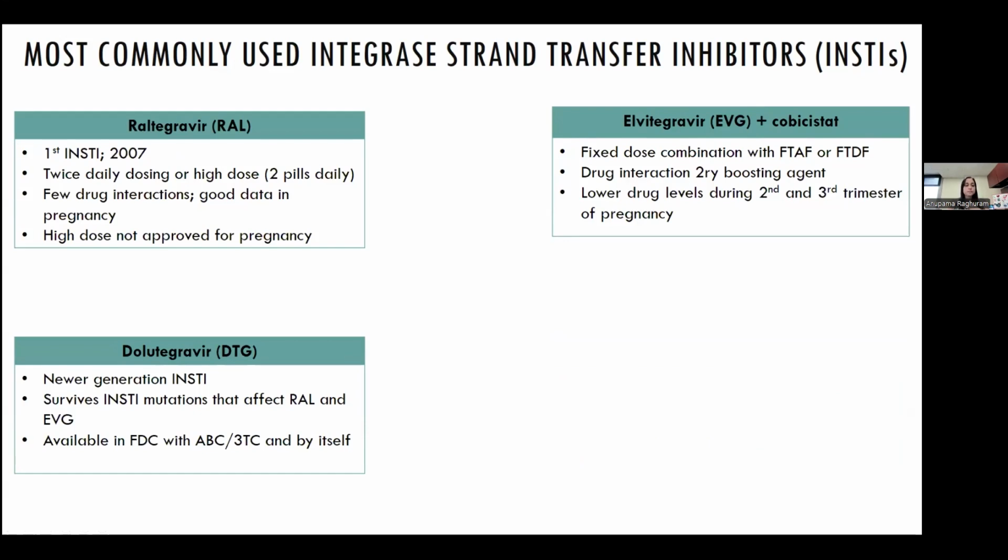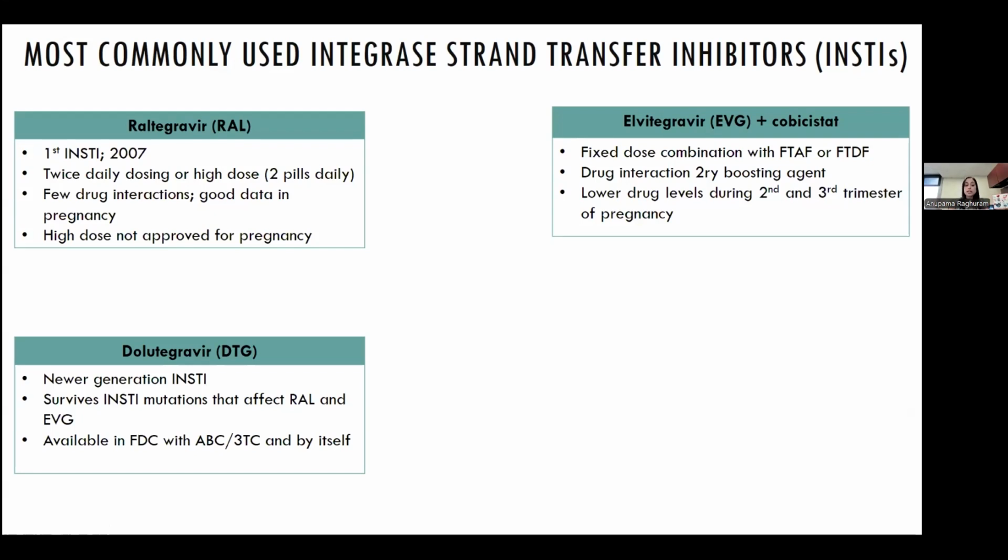So let's look at some of the newer generation integrase inhibitors. Dolutegravir is one of those. It does survive some of the mutations that would knock out the other two we just talked about. And it is available in fixed dose combination, but with abacavir and lamivudine, right? So it's available in a 1 pill once a day, but with a different backbone than what we're used to. And it's also available by itself, though. So you can potentially combine it with FTDF or FTAF.